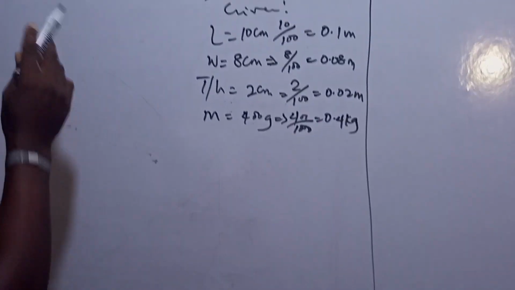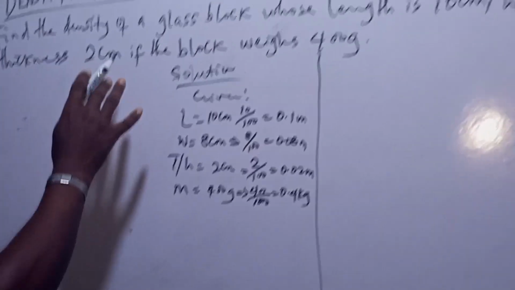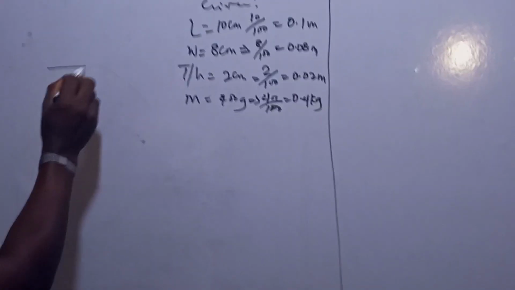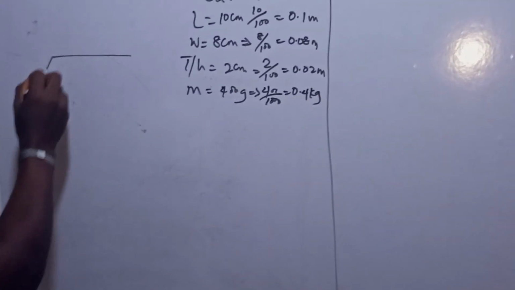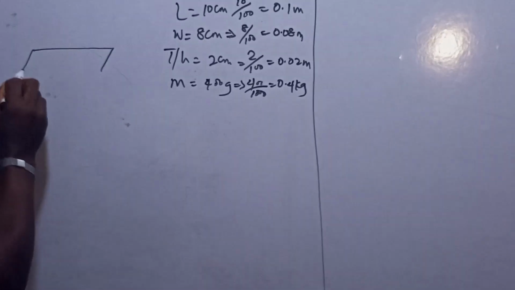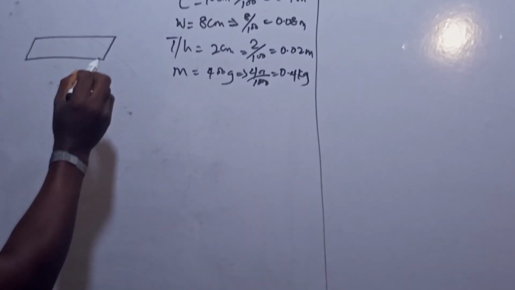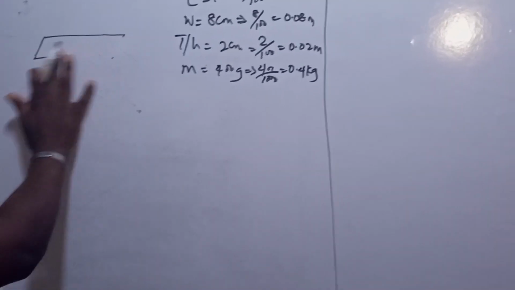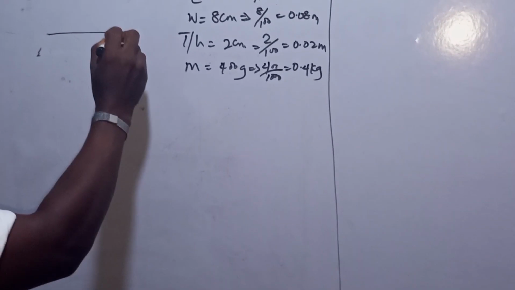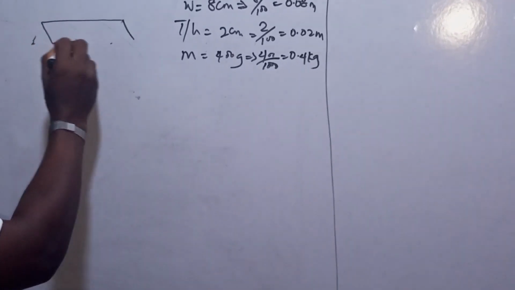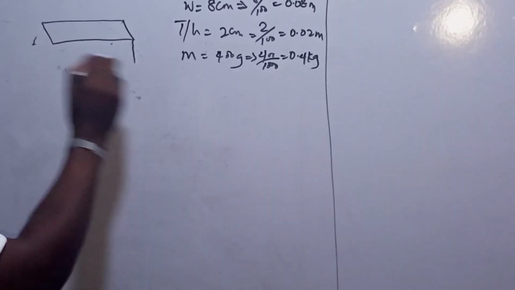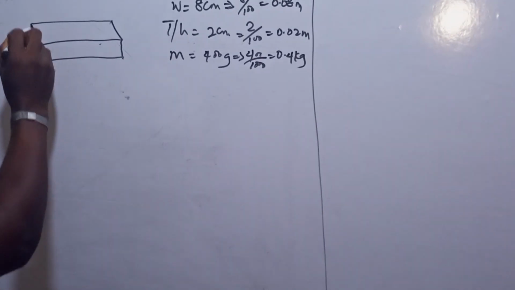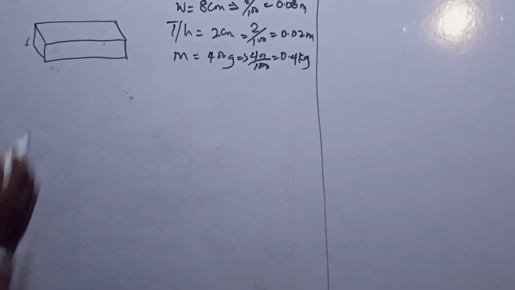Now let's describe what's happening here. You said it's a glass block. Let's have a schematic, a little drawing representing the glass block. It may not really be a perfect drawing, but it's just a presentation of it. It should be like this rather, I think. Okay, I think this will be better.